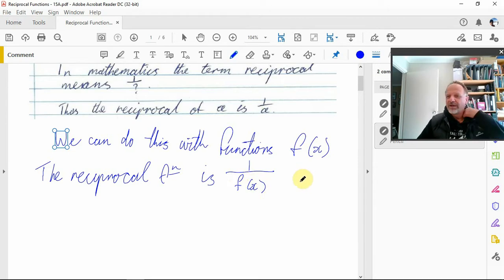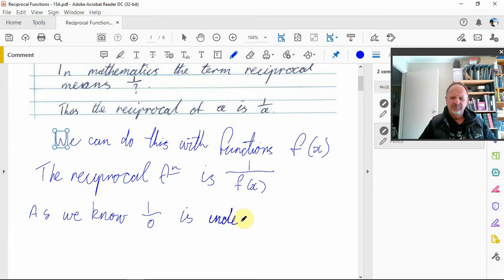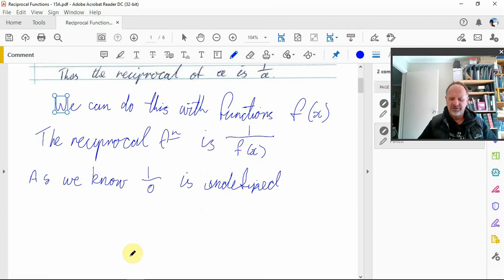Now, we have an interesting thing that occurs. Depends on how you view the world, I suppose. But now that we've got 1 over, as we know, 1 on 0 is undefined. Then that gives us an interesting thing if f(x) equals 0.